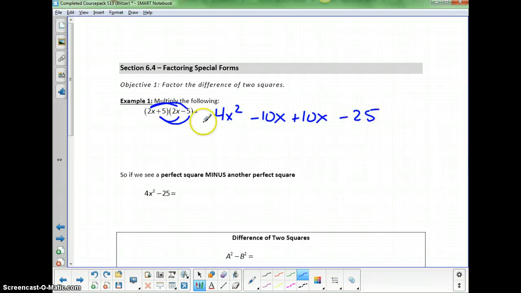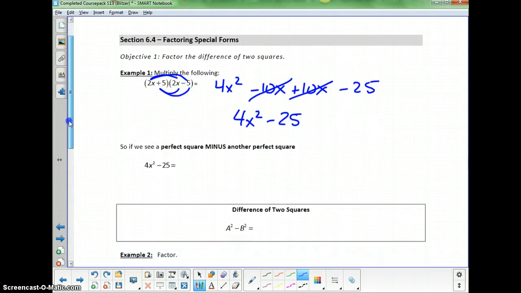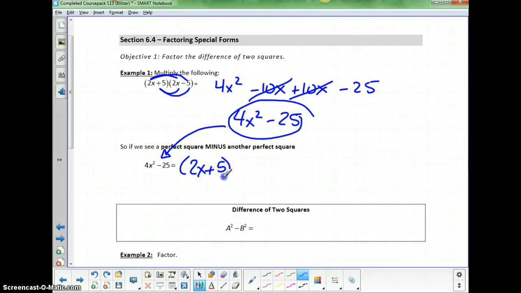So we've seen before that in a product of conjugates, two of the same thing with an opposite sign in the middle, our middle term will cancel. Positive 10x plus negative 10x adds to 0, giving us 4x squared minus 25 for our simplified answer. What we're going to look at in this section is the reverse, taking our answer and factoring. So when I see something like 4x squared minus 25, I know that's going to factor back into the 2x plus 5 and the 2x minus 5.